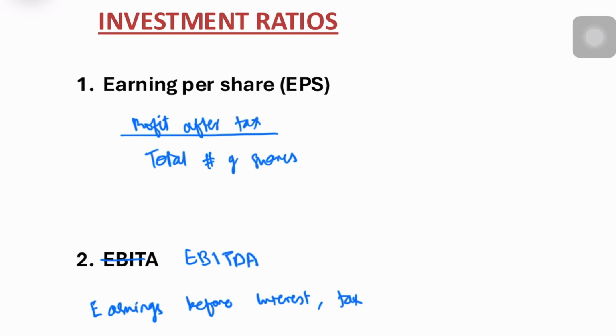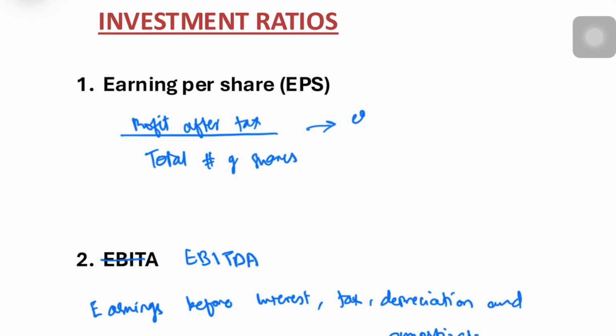It has a D also. Depreciation and amortization. Coming back to EPS, the advantages of EPS are that it is easily understood by the shareholders.